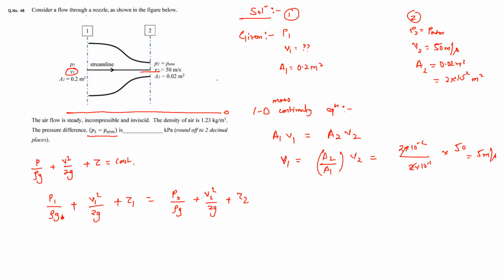So this is, let's say, 0. From this reference datum, P2 junction and P1 junction along the streamline have the same Z. So this does not change really. And it's just that we need to calculate P1 minus P atmosphere. So we can first substitute the values.